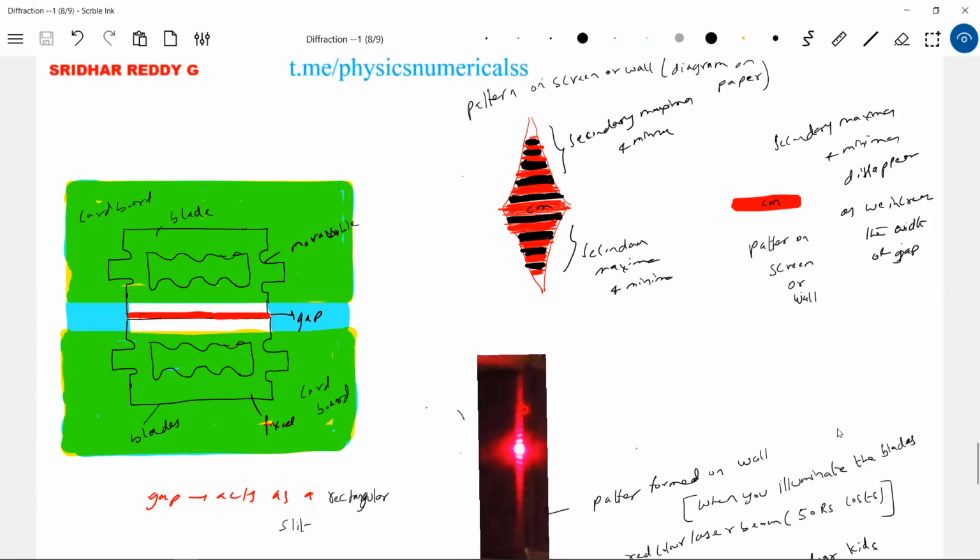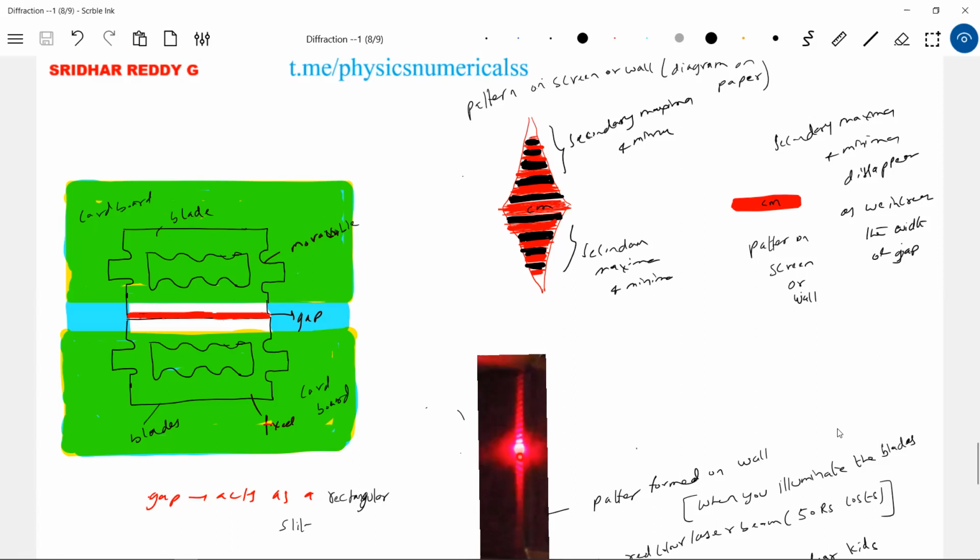Why are these things coming? This is due to diffraction, the bending of rays of light. The ray of light which encounters a sharp edge starts bending in all directions. Because of that, interference will occur, and maxima and minima will be formed.